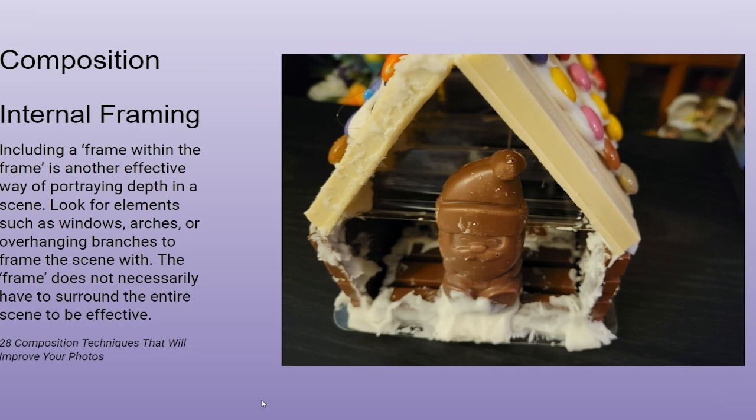So it says you can use windows, arches, or overhanging branches to frame the scene with, and the frame doesn't have to surround the entire scene to be effective. It could just be on two sides. It could potentially be just the top and one side. It doesn't have to surround the subject of your picture. In this case, it's not a gingerbread house. It's actually made out of chocolates. But this chocolate house, and inside the frame created by the structure is Chocolate Santa.